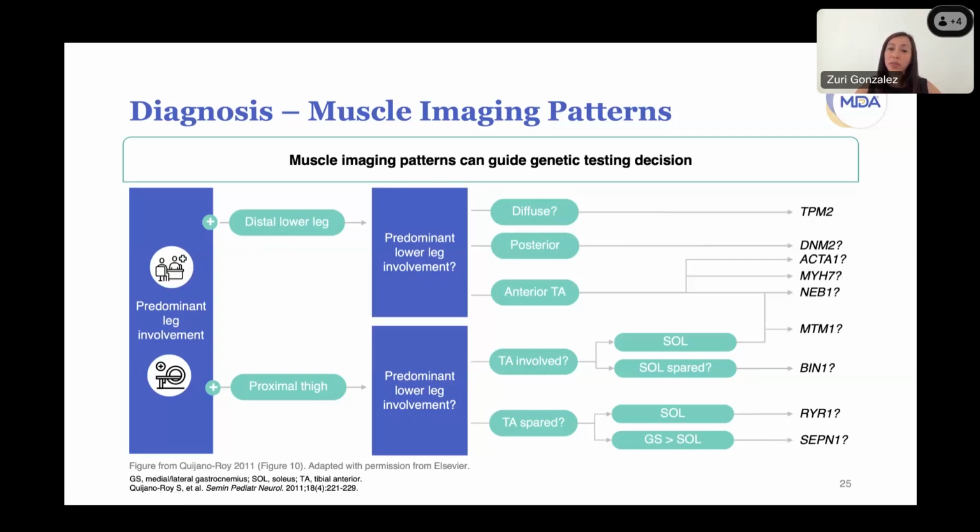If the posterior compartment of the leg is the one that is more affected, then we can think about dynamin defects. If the anterior compartment is the one that is more affected, we can think about ACTA, nebulin, or MYH7. And the other group that we see on the bottom would be when we do have proximal involvement, and depending on whether the TA is involved or not, then we can think about specific mutations.